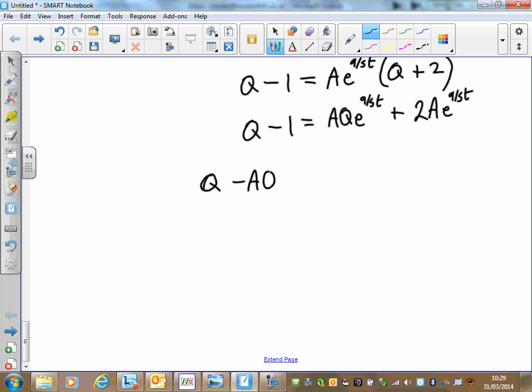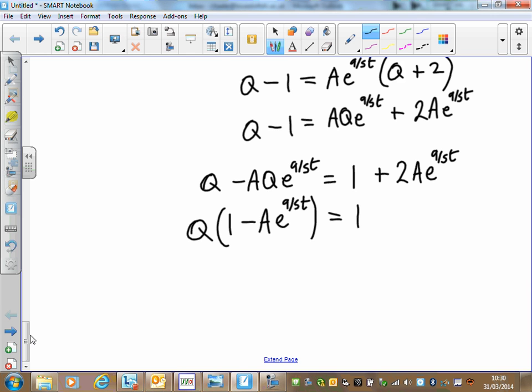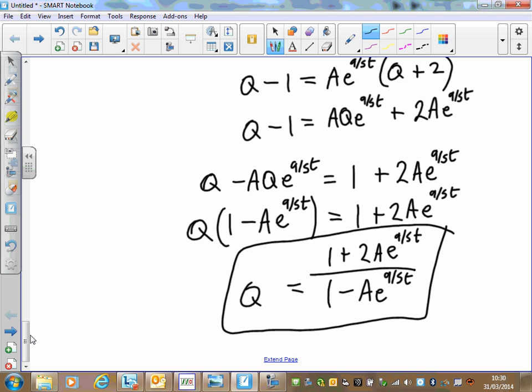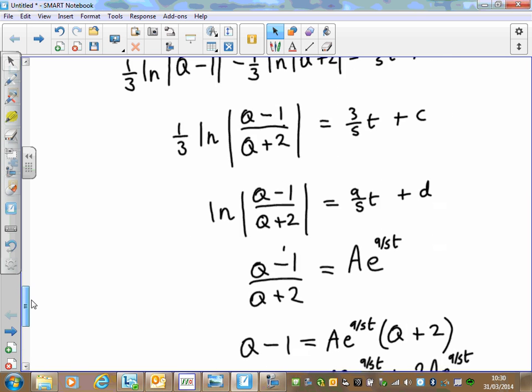Putting all of the q's on one side, we get q minus a q e to the 9/5 t is equal to 2a e to the 9/5 t, putting the minus 1 on the other side. Finally, factorising q, 1 minus a e to the 9/5 t. And finally dividing by the multiplier of q, we get our final result. That's quite a lot of work, the worst case scenario for the exam.